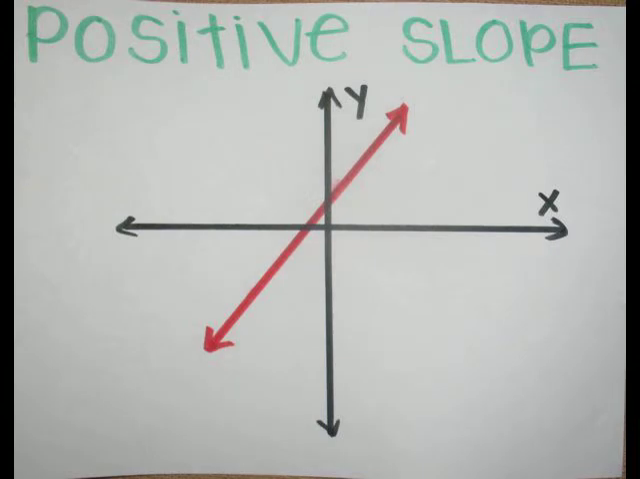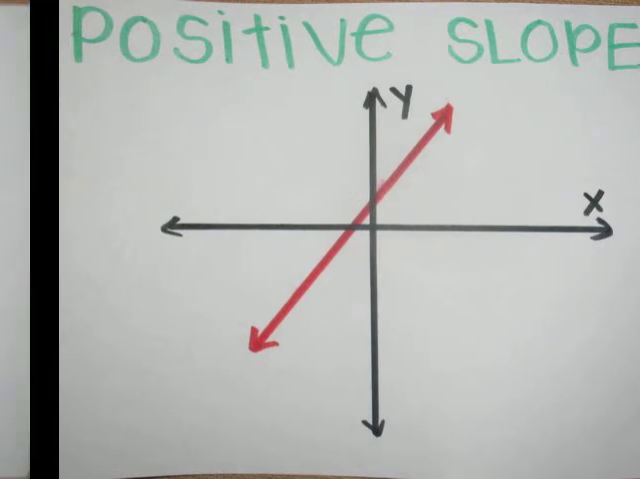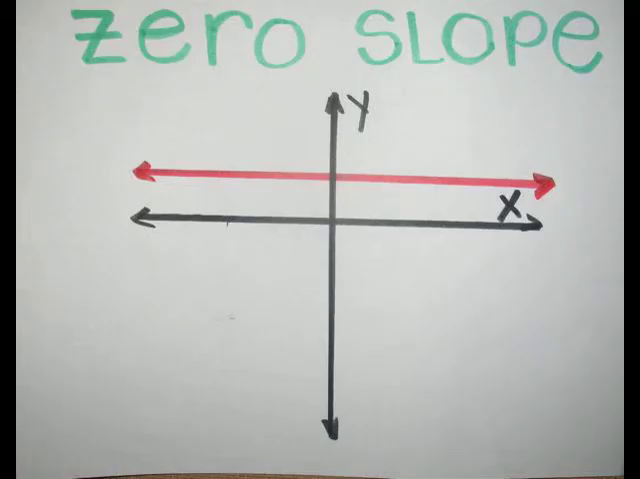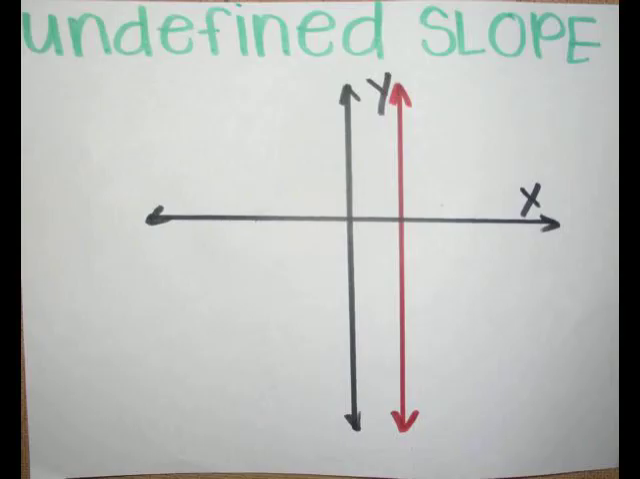This is an example of positive slope. This is an example of negative slope. This is an example of zero slope. And this is an example of an undefined slope.